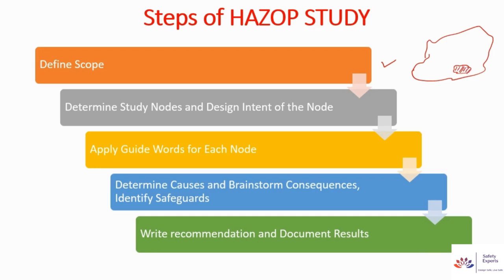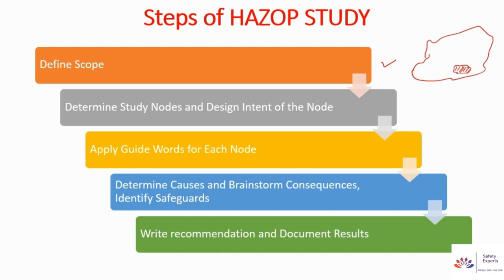Now, when the node is defined, we need to understand the design intent of the node. Why is this node there? What is the pressure that it is supposed to hold? What is the temperature that it is supposed to hold? Or why this particular loop? Whether this is to control the temperature or control the pressure, that we need to know. So that is the design intent.